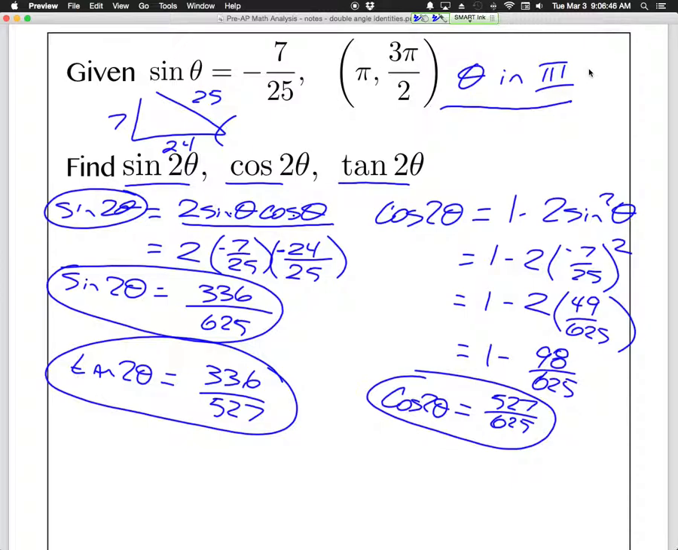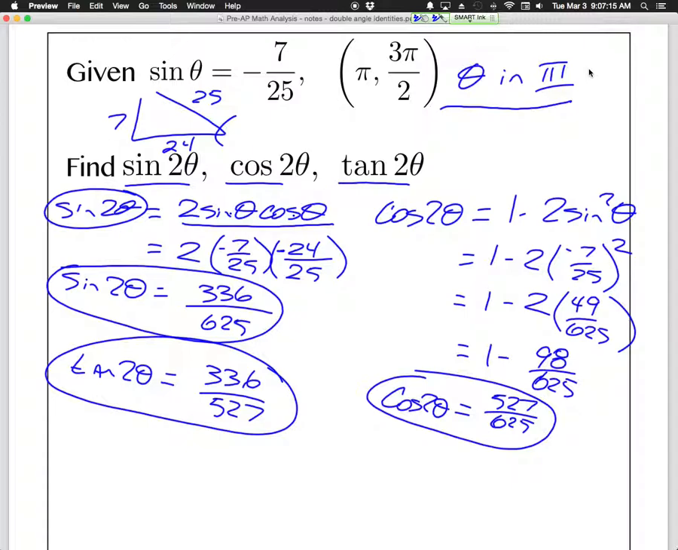Good question, because people usually get hung up on this. Why are all 3 of my answers positive when it said theta was in quadrant 3? Right, because are my answers dealing with theta? No, they're dealing with 2 theta. So if theta is in quadrant 3, is 2 theta going to be in quadrant 3? No, because it's going to be twice that. So this information only tells me what quadrant theta is in.